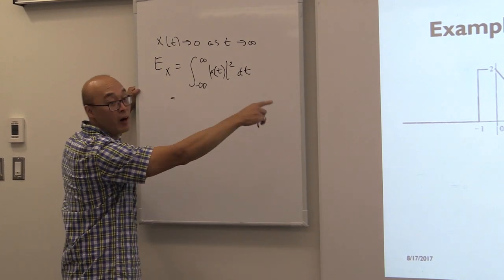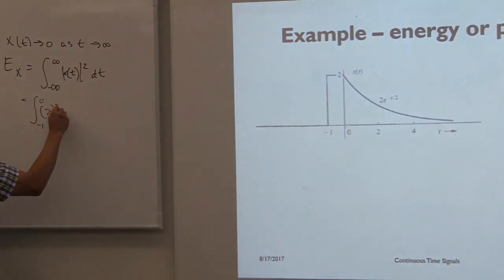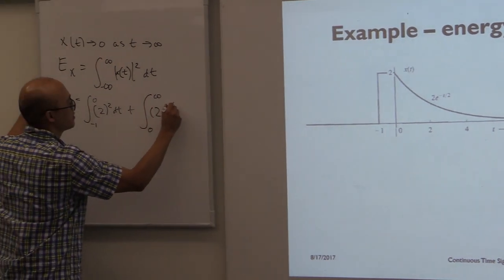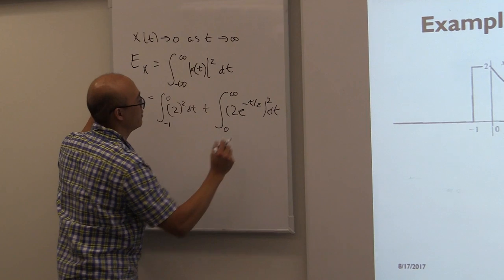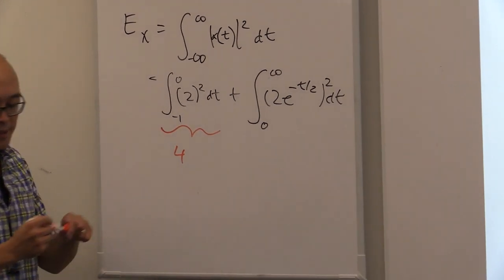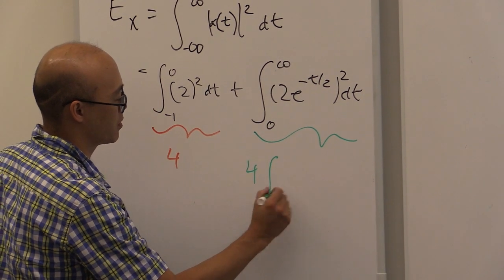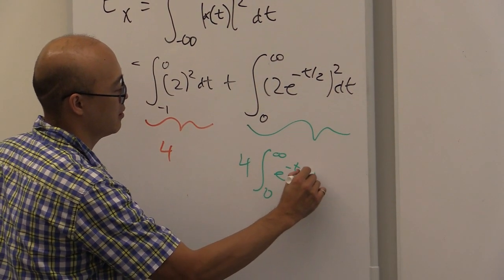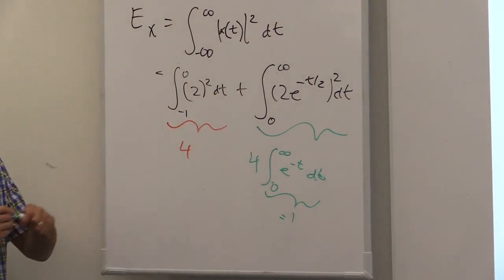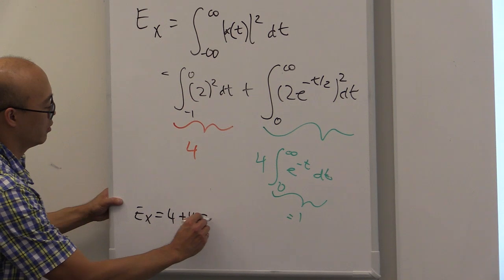Now our signal in time is divided into two intervals. It's the integral from minus 1 to 0 of 2 squared dt plus the integral from 0 to infinity of our signal 2e to the minus t over 2 all squared dt. The first integral here just winds up being equal to 4. The second integral here winds up being equal to 4 times the integral from 0 to infinity of e to the minus t dt, and this integral here works out to being equal to 1. So we can then get that our total signal energy, E sub x, is simply going to be 4 plus 4, or 8.